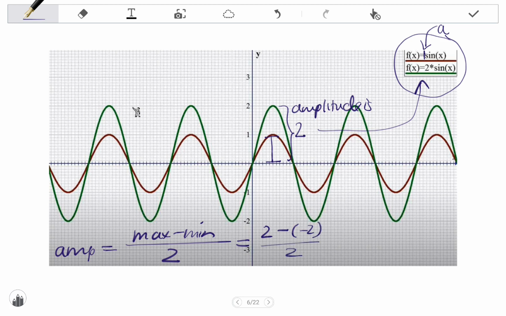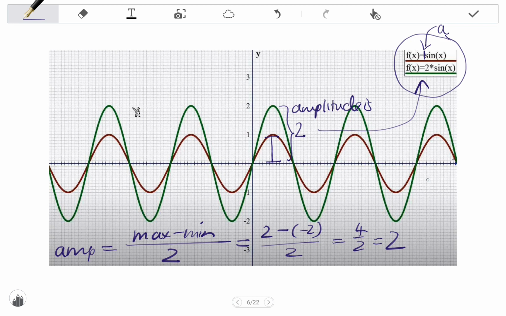If we divide that by 2, we have 4 divided by 2, which is 2. So our amplitude is 2. If we look at the graph, we see the amplitude as the peak, the maximum, and the distance between the peak and the midline, which is 2. And if we use the formula, it's maximum minus minimum divided by 2.